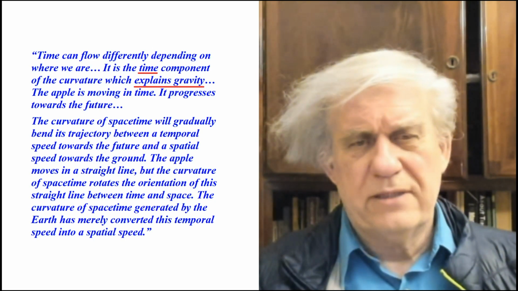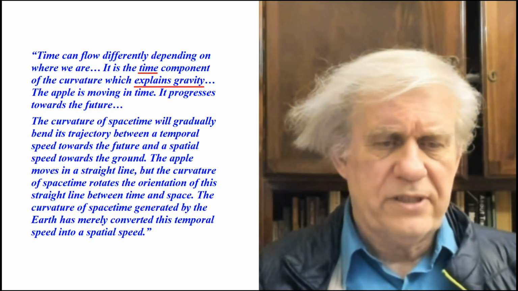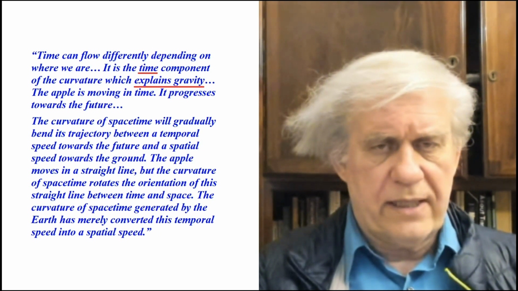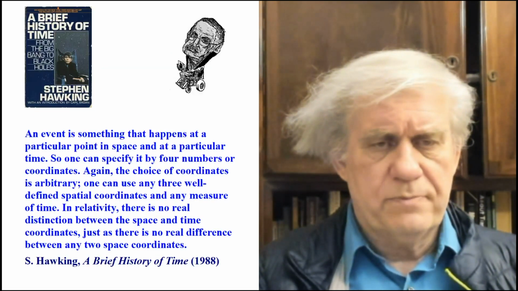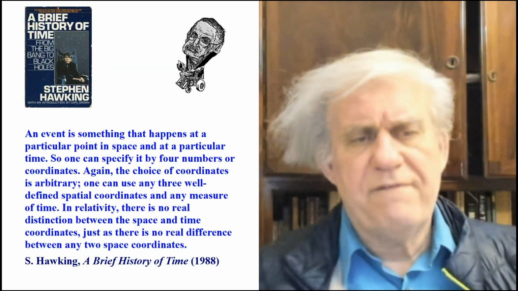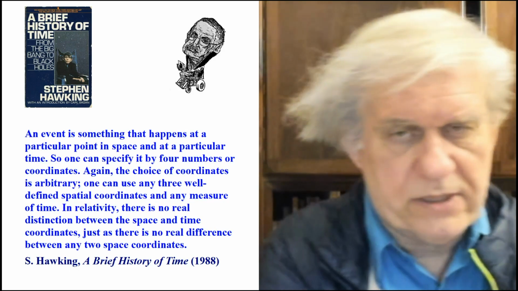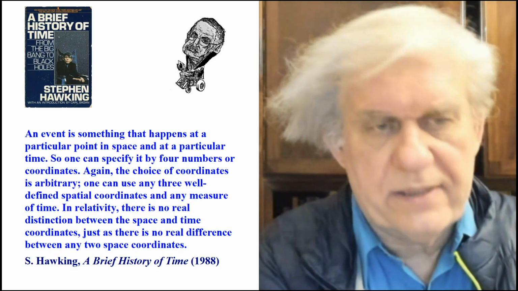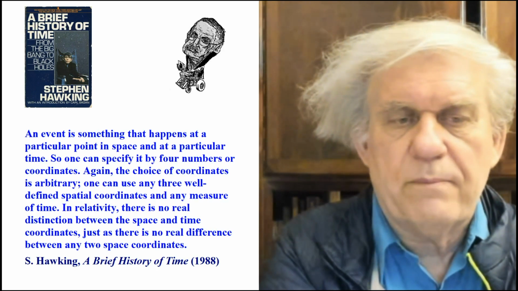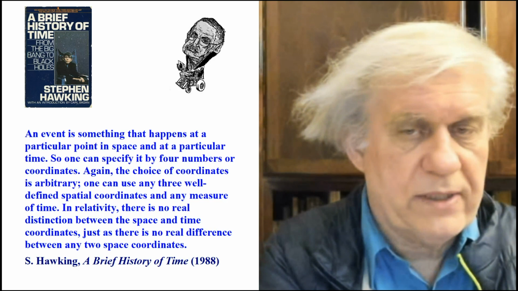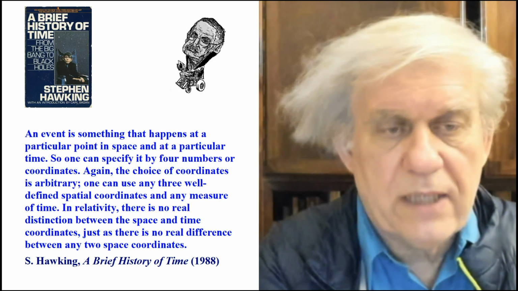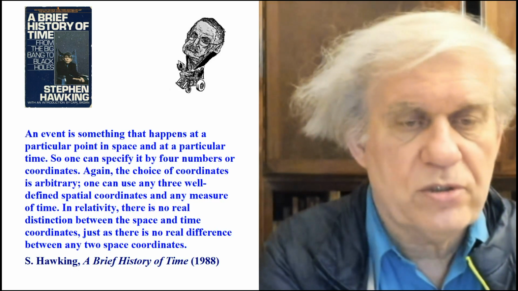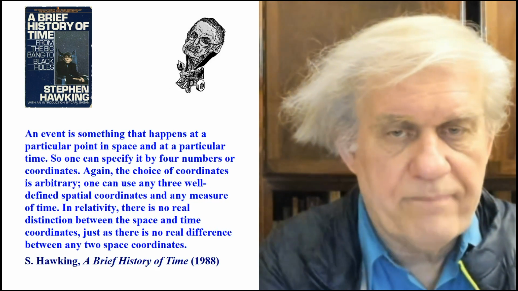And you say, well, this guy is probably not a degreed guy. Maybe he doesn't have a PhD or whatever. Now let's get someone who does. Let's get Mr. Stephen Hawking, who says exactly the same thing as this fellow. Okay? This is from his famous book, A Brief History of Time. He says an event is something that happens, and it's an occurrence at a particular point in space and at a particular time. So one can specify it by 4 numbers or coordinates. Okay, that's what a coordinate is to him, just a number. So one can, again, the choice of coordinates is arbitrary. One can use any 3 well-defined spatial coordinates and any measure of time. And here it goes.